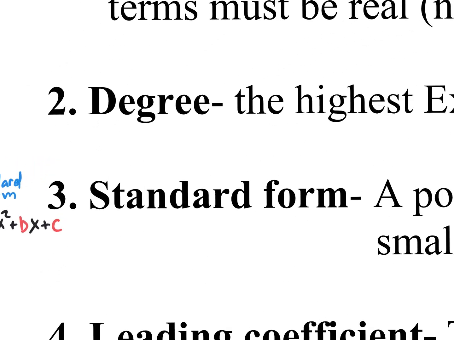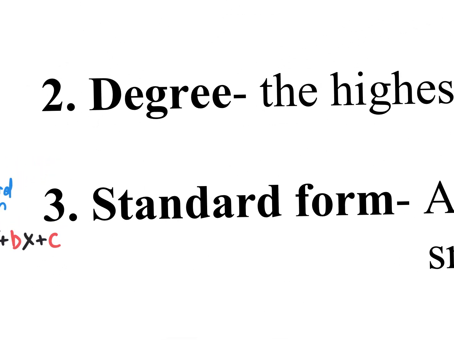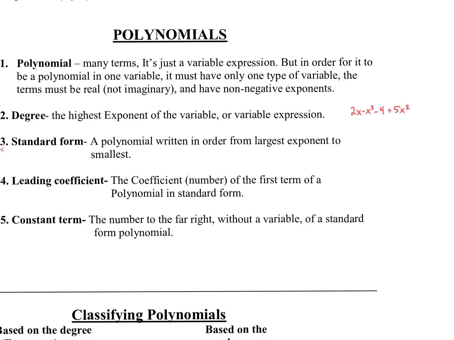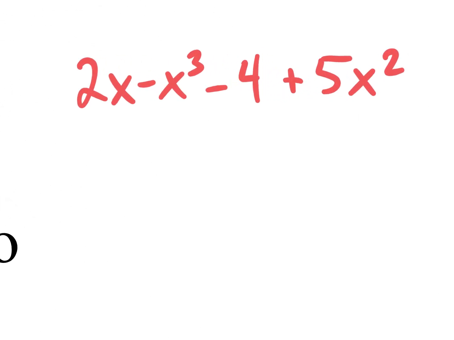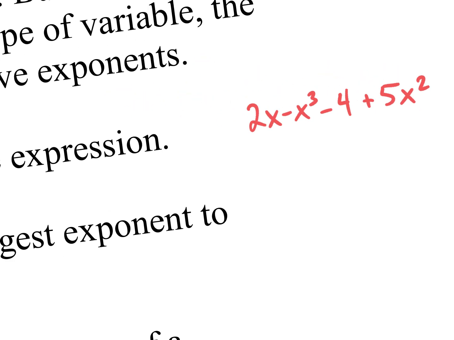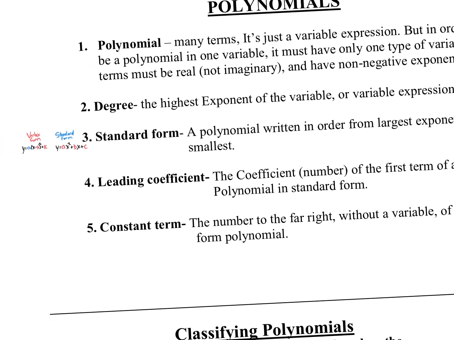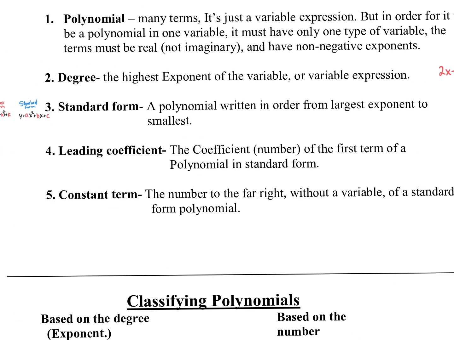And this is a new word that we're going to be using, the word degree. Degree means highest exponent in your polynomial. So if I looked at this polynomial, what would the degree be? Help me. What is it? Quick. Tell me. The degree is 3, highest exponent, right? So the degree is 3. So we know what degree means? Yes. Okay, great. Degree is simply the highest exponent of the variable or variable expression or polynomial.